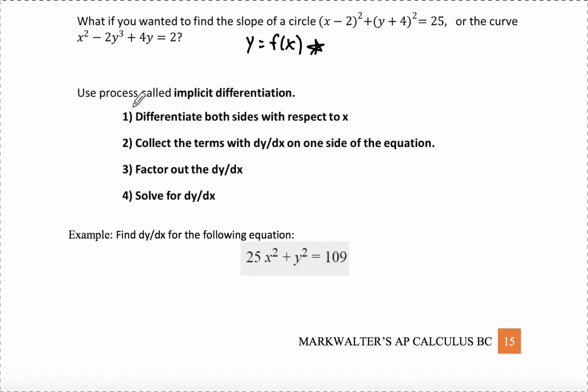So what are our steps? Well, if I want to take the derivative of something implicitly, I need to differentiate both sides with respect to x. And then I'll collect my dy dx terms on one side of the equation. I'll factor out dy dx. I'll solve for dy dx, and I'm finished. Let me show what that looks like actually in practice, because this can be a little confusing. Well, Markwalter, what do you mean that y is its own function of x? Let's try one.